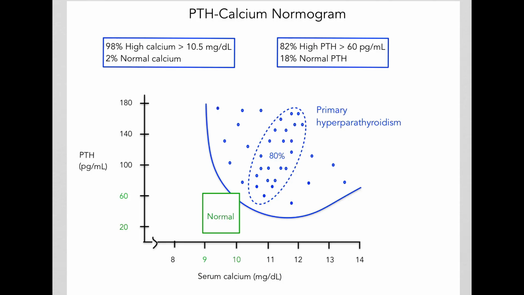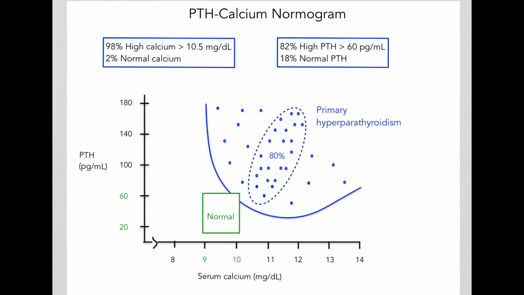If we were to plot the values of PTH and their corresponding serum calcium levels for each patient with primary hyperparathyroidism, you see that most of the patients will fall around this dotted area. About 80% will fall in this dotted area, and then there'll be a few that will be found outside this dotted area. So this blue line here represents the boundary between primary hyperparathyroidism as well as normal individuals.